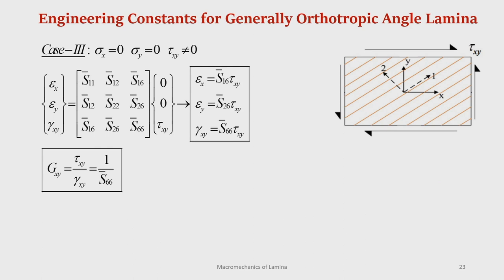And in case 3, we apply a pure shear tau x y, and naturally, because the shear coupling coefficient is there, it leads to a normal strain along x, a normal strain along y, and of course, the direct shear strain because of the shear stress. And going by the definition, the shear modulus G x y is tau x y by gamma x y, and it is related to s 6 6 bar like this.